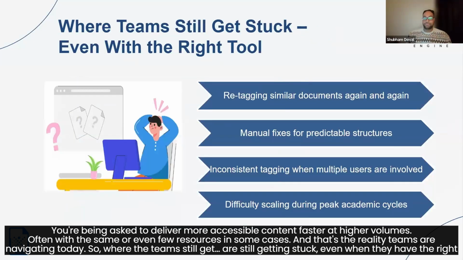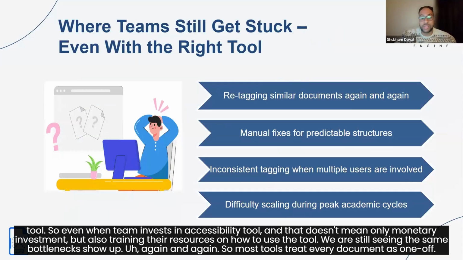So, where are teams still getting stuck even when they have the right tool? Even when teams invest in accessibility tools, and that doesn't mean only monetary investment but also training their resources on how to use the tool, we are still seeing the same bottlenecks show up again and again.